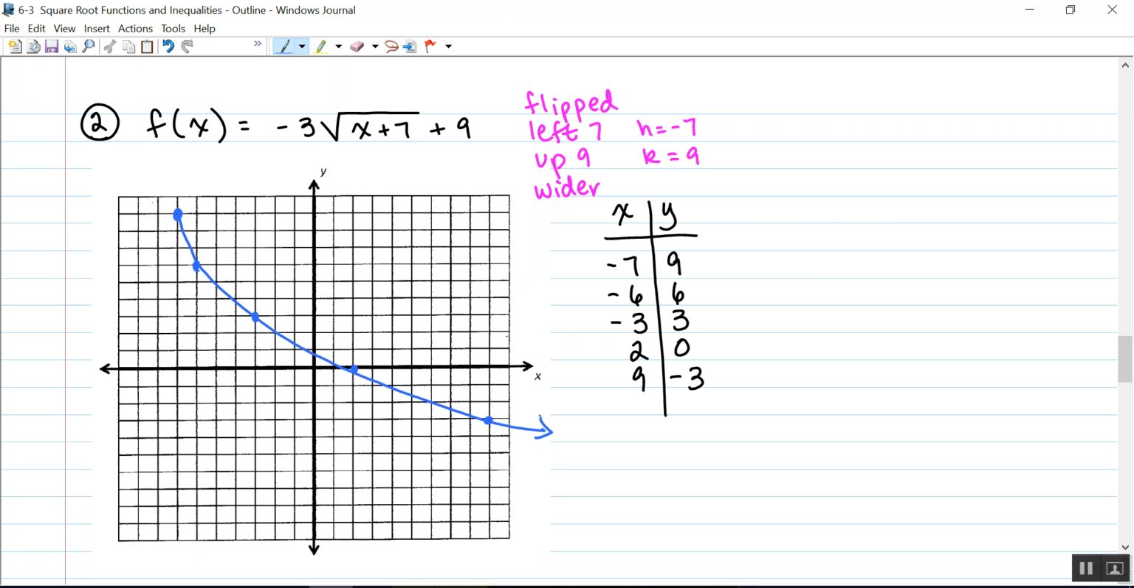And as you can see, it meets the criteria that we looked at when we looked at our transformations here. It is flipped. It's below the x. Well, it's kind of, yeah, it's not going up. It's down. It is shifted to the left 7 and up 9, and it is a wider graph.